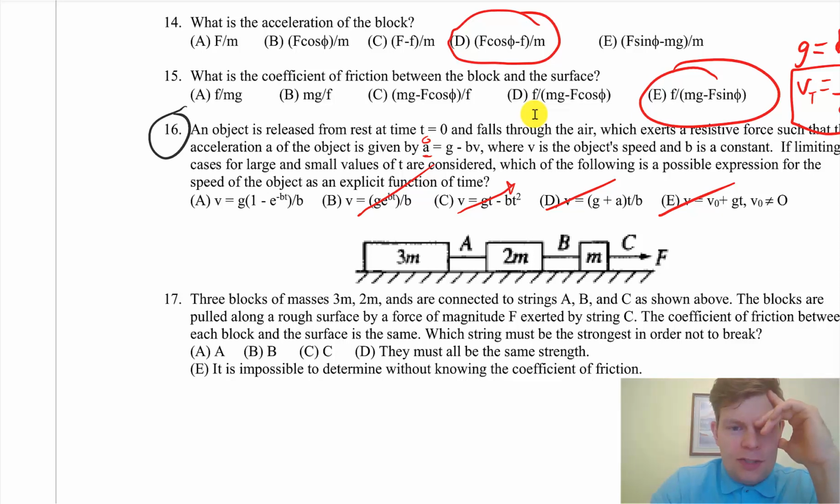Notice it's basically 1 minus e to the minus bt, times g over b. So if this is 0 when t equals 0 and 1 when t is infinity, we're good. And if you check this out, if t equals 0, anything to the 0th power is just 1. You'd have 1 minus 1, so at time t equals 0, it would be 0, because this whole term right here would just be 0.